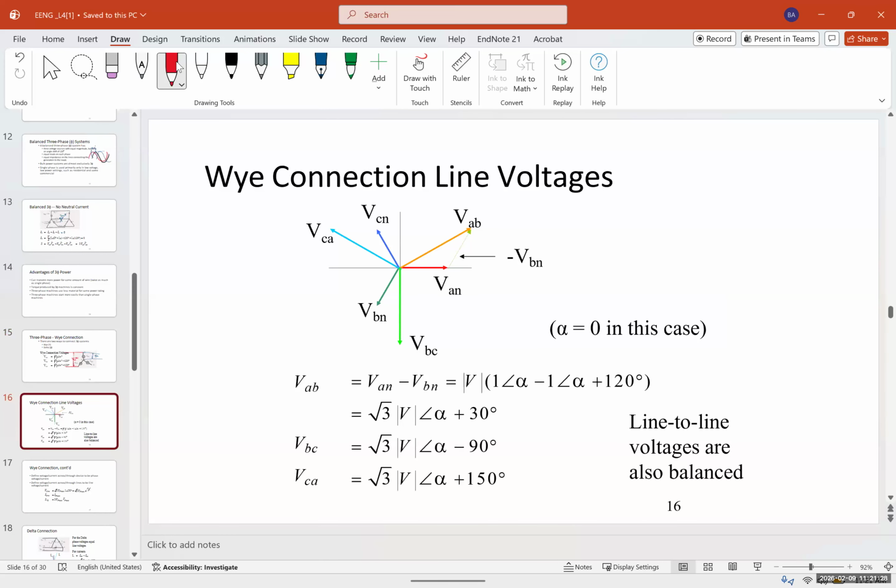Now, if we want to draw them, this is how a Y connection voltage looks. The longer the vector is, the higher its magnitude. So you can see VAN, VBN, VCN, the phase voltages, and between each phase you have a 120 degree phase shift. And between the line voltages, you also have a 120 degree phase shift.